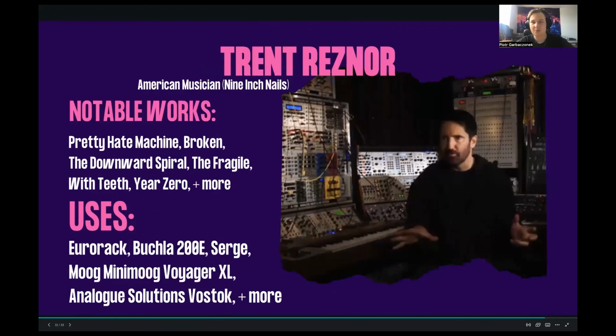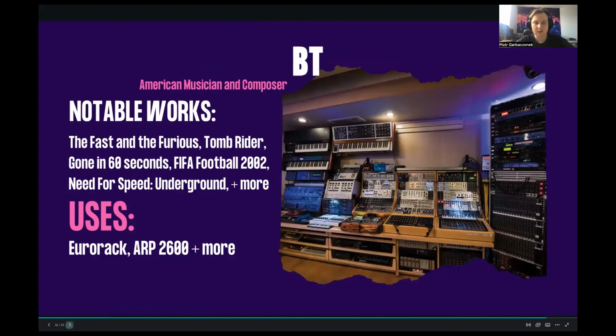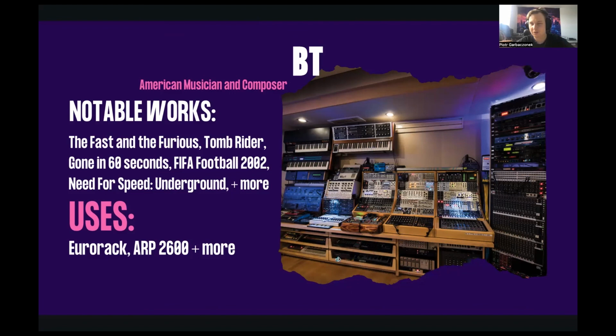Trent Reznor is an American musician, and he's in a band called Nine Inch Nails. But he also has scored some movies before, and he uses the Eurorack and the Buchla stuff, the Serge. He's known for using the Moog Minimoog Voyager, and a bunch of other stuff. BT, who's an American musician and composer, he composed Fast and Furious and Tomb Raider, and he uses obviously the Eurorack, and this is a whole studio that's extremely filled with gear, so it would be very hard to go over everything that he's using, but I promise you most of it is synthesizers.